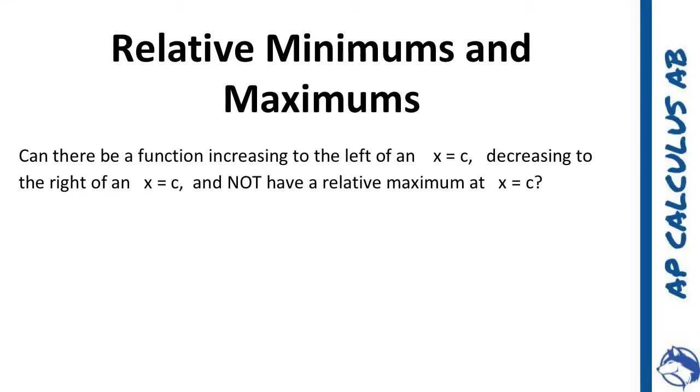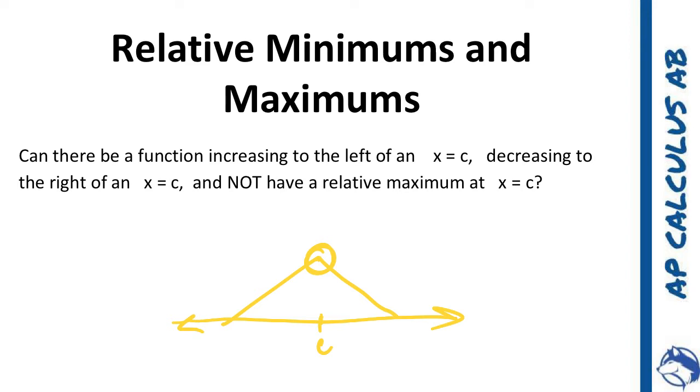All right, so can there be a function increasing to the left of any x equals c and decreasing to the right of x equals c and not have a relative maximum at x equals c? Well, basically the definition of the first derivative test tells us that as long as it's increasing up until that point c and then it's decreasing right after, this has to be a relative maximum on that number line here. So no matter what, it's always going to be a relative maximum.